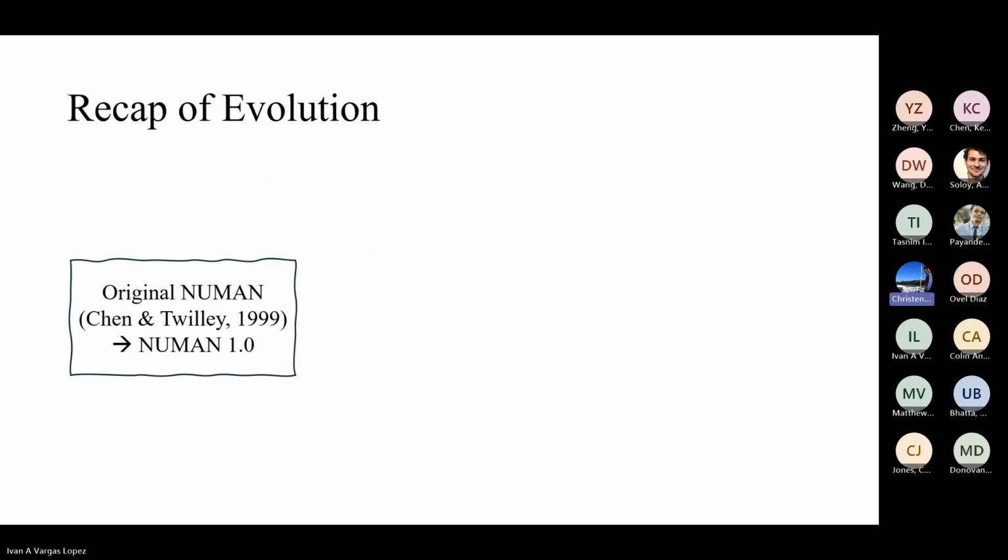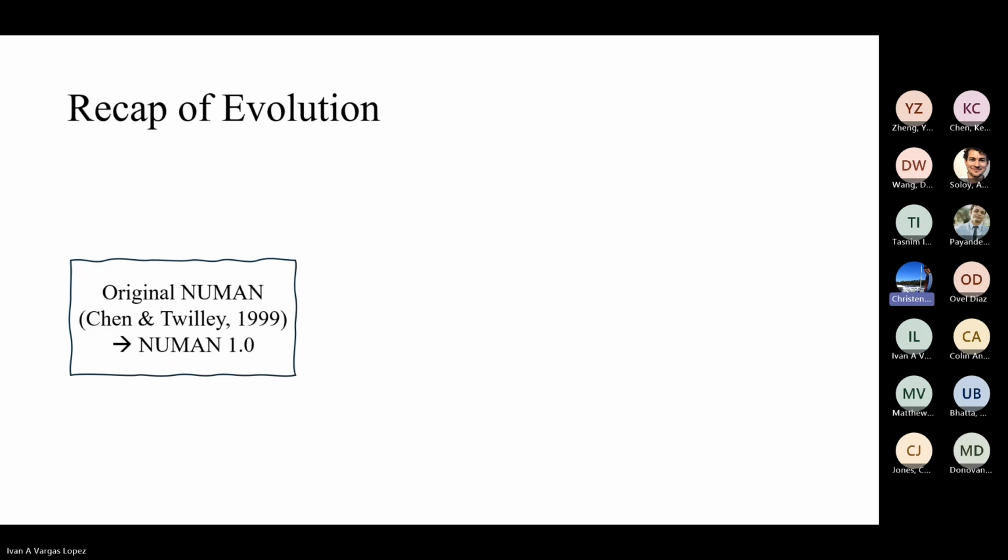So at first, they developed a model. In 1999, Dr. Twilley and Dr. Chen invented the NUMAR model, the nutrient mangrove model. It was basically applicable for mangrove environments. It was actually adapted from Morris-Bowden's semi-decade model, and that model was actually inspired from a grassland model. It's a cycle of inspiration.